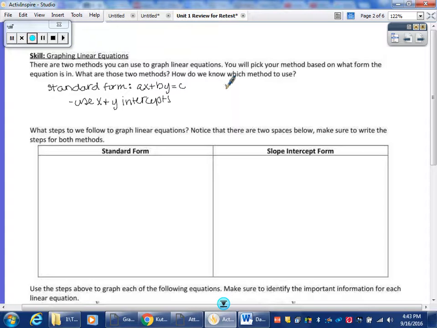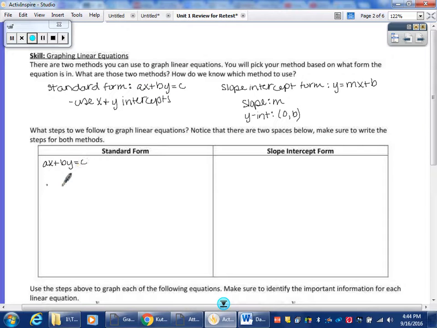Okay. Slope-intercept form is the other form. And that looks like y equals mx plus b. And for this method, you use the slope, which is m, and your y-intercept, which is (0, b). Either of these methods is going to get you the same graph, and so you're welcome to use whichever one you like.